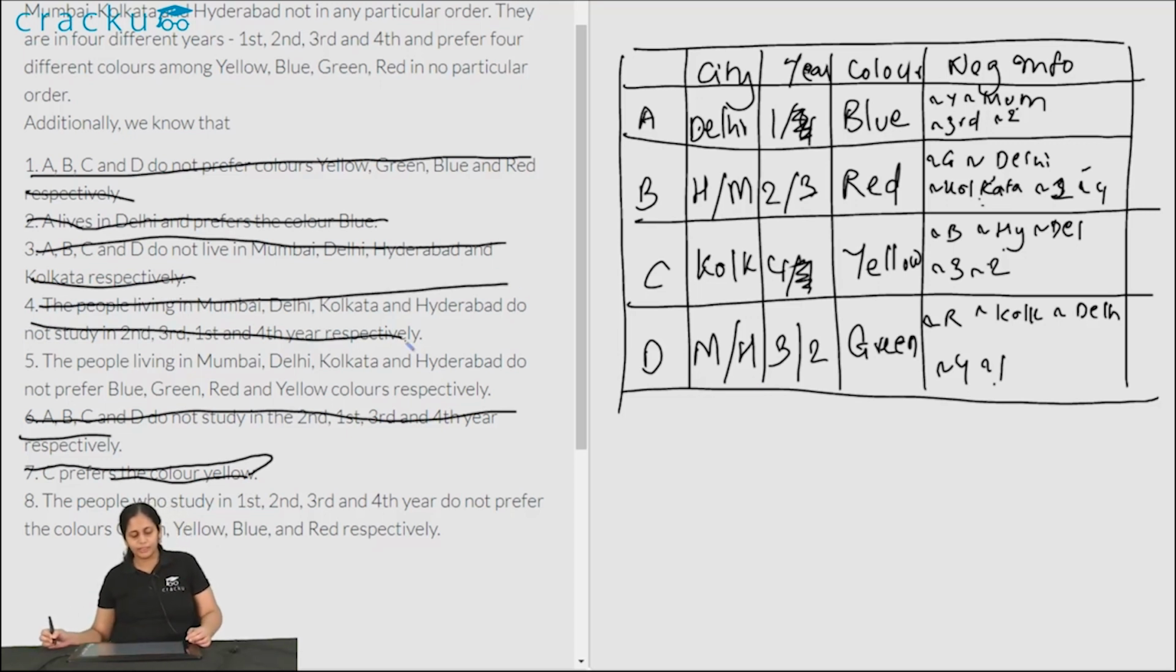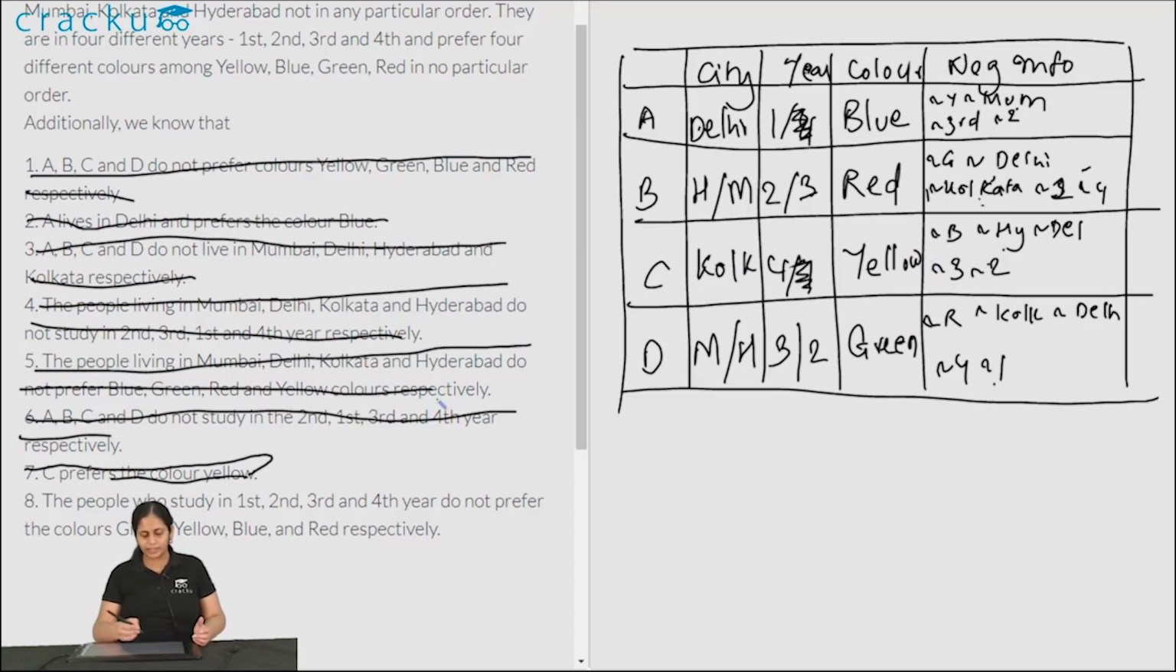People living in Mumbai, Delhi, Kolkata and Hyderabad do not prefer blue-green. So Mumbai is blue, and the only one that I don't know is Mumbai and Hyderabad. So Mumbai is blue and Hyderabad is yellow. So both of them are not part of this uncertainty. So this is not going to help remove that. So we can strike it out.